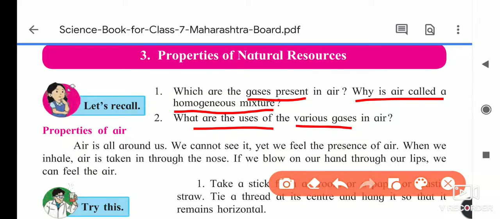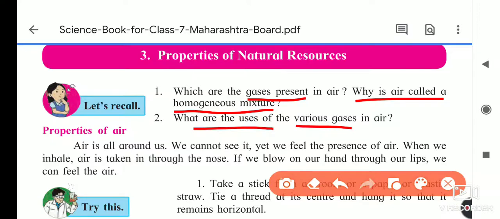Some inert gases like neon are used in neon lights. Carbon dioxide is used by plants. Solid carbon dioxide is used as dry ice in coolers. So many gases are used in our daily life. Nitrogen is used by plants as a compound for their growth.